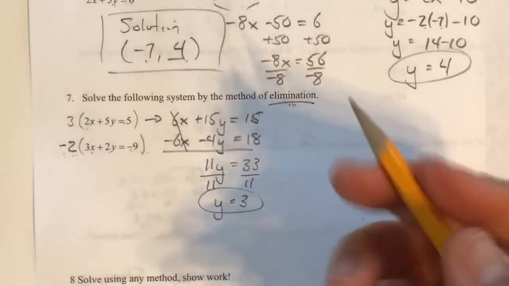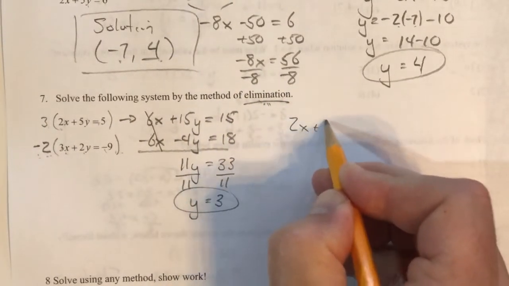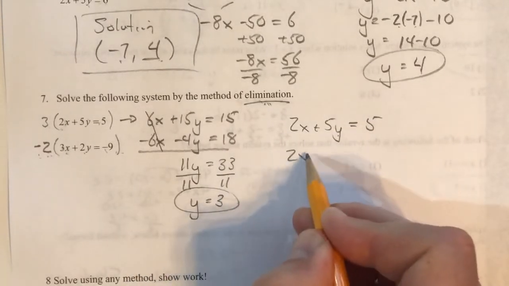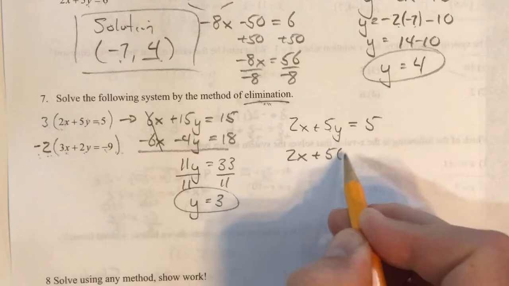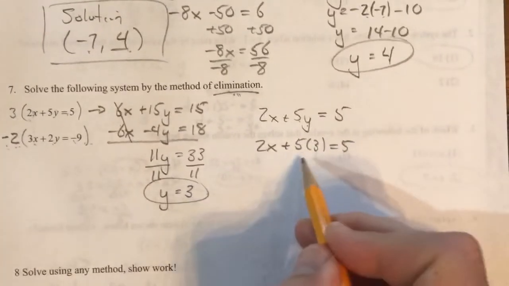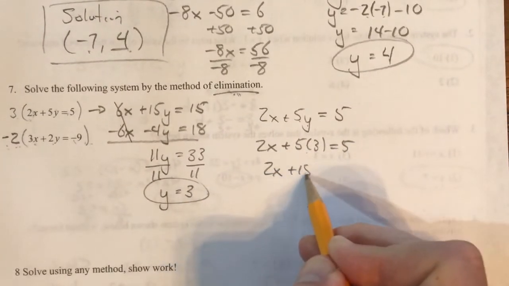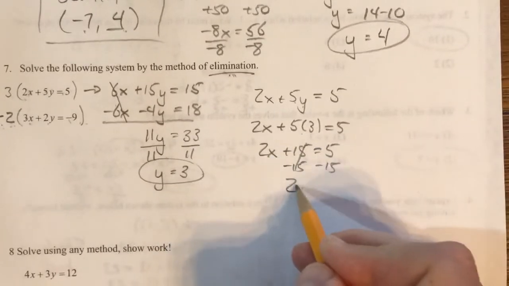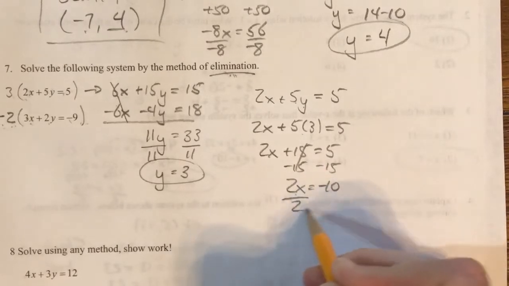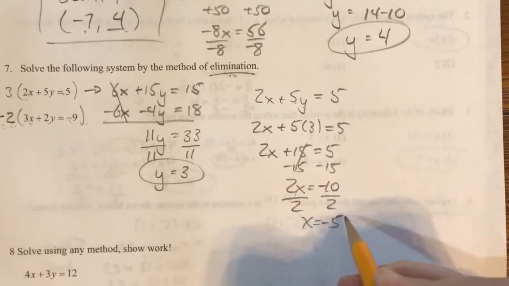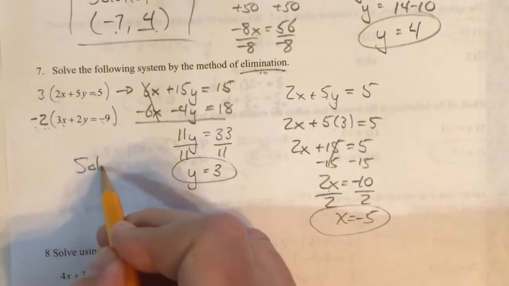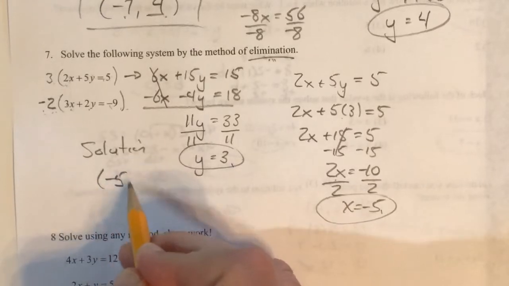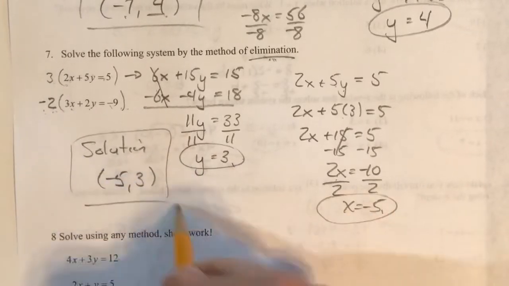How? Pick one of those first two equations. I'll do the first one. Doesn't matter. Pick one. Plug the 3 in there. So I get 5 times 3, which is 15. Take away 15. 2x is equal to negative 10. Divide by 2. x is negative 5. So what's my solution? Negative 5, 3. That's where they would meet. Negative 5, 3. See, but I'm finding it without graphing.